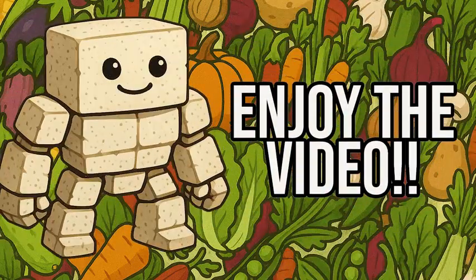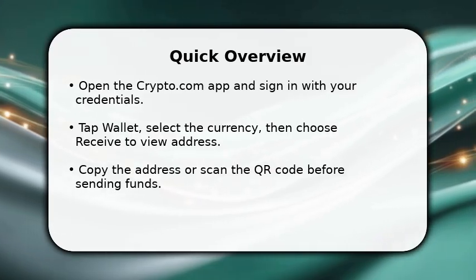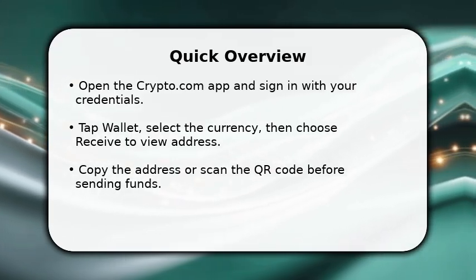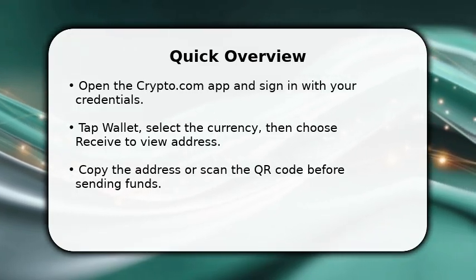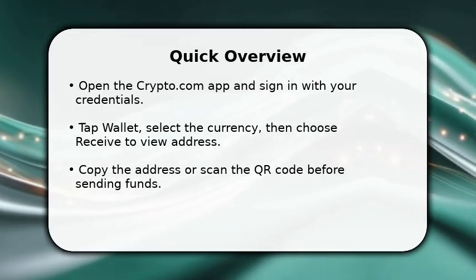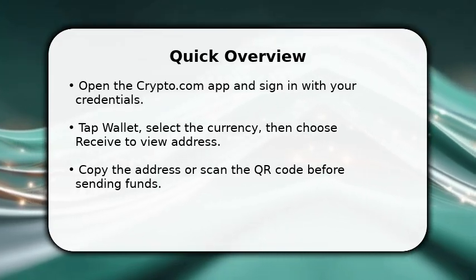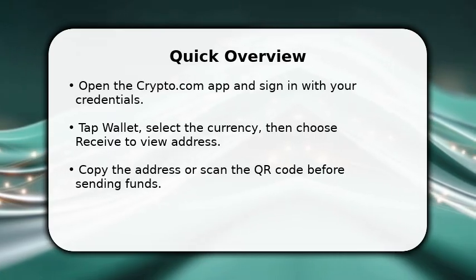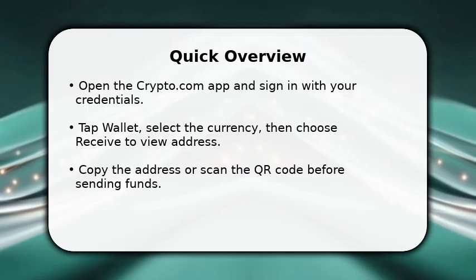Please enjoy the video. In this video, I will show how to get your Crypto.com wallet address, full guide. Open the Crypto.com app, sign in, and navigate to wallet to begin finding your address. I will walk you through choosing the right currency, locating the receive button, and copying or scanning the QR code securely. Stay with me for tips on avoiding mistakes and confirming network compatibility before sending any funds.